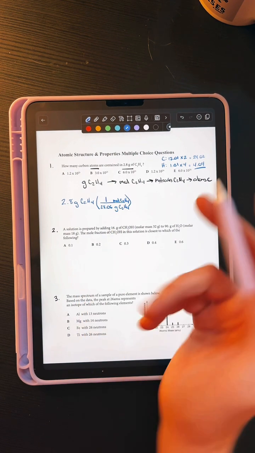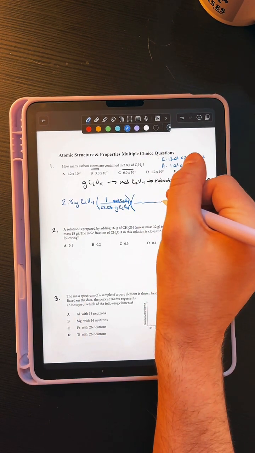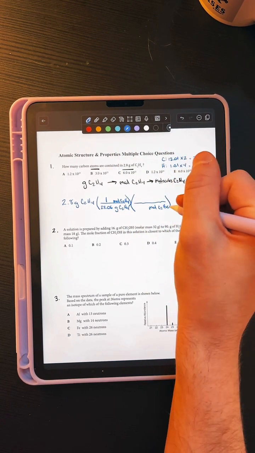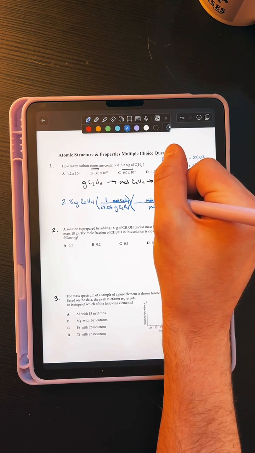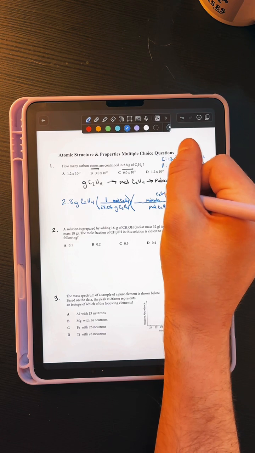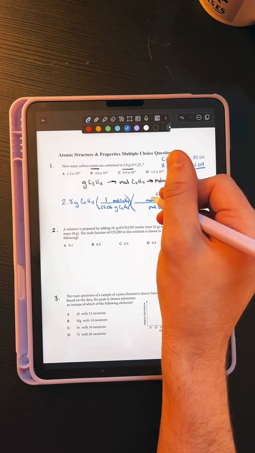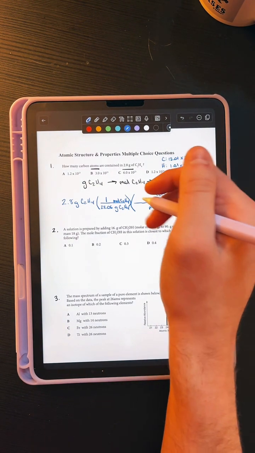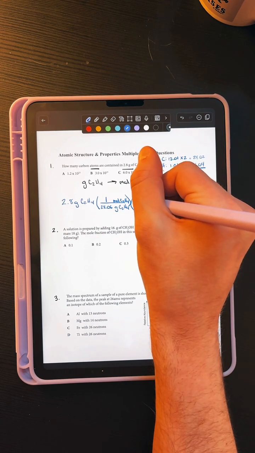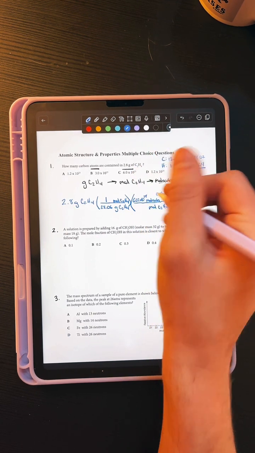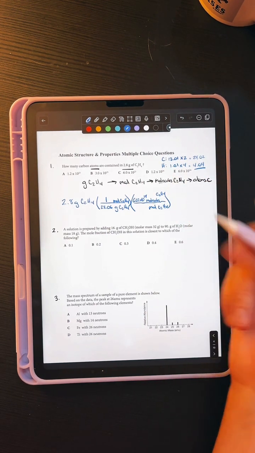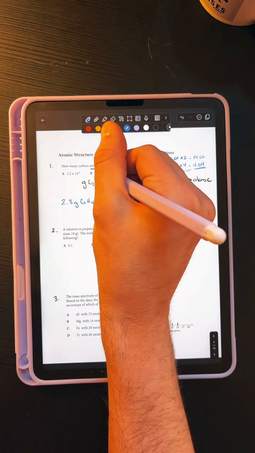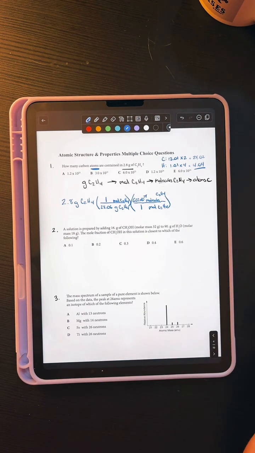So we have this now. We're in moles, but we don't want to be in moles. We want to go into molecules. So I want to cancel out that mole of C2H4, and we want to go into molecules. I'm going to put this up top, molecules of C2H4. Now, how do we go from moles into molecules? Well, we use Avogadro's number. Avogadro's number is 6.02 times 10 to the 23rd molecules in 1 mole. But again, we're not talking about molecules here. We're talking about atoms of carbon.